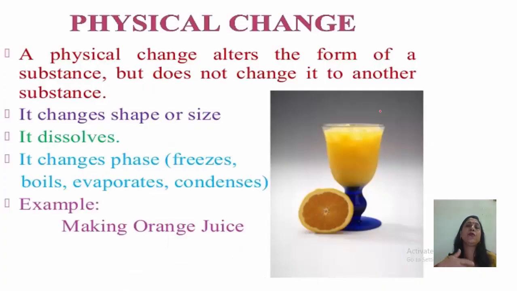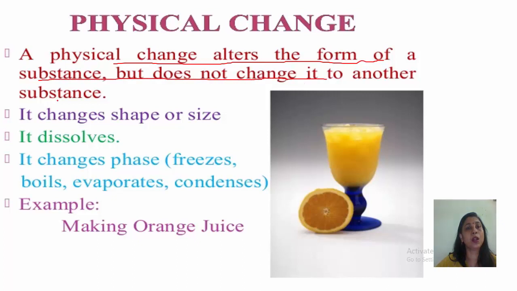Now, coming to types of changes, this you must have studied in your previous classes. Physical change and chemical changes. A physical change alters the form of a substance, but it does not change it to another substance. So a change in which no new substance is formed, okay, no properties of a substance are changed, that is known as a physical change.